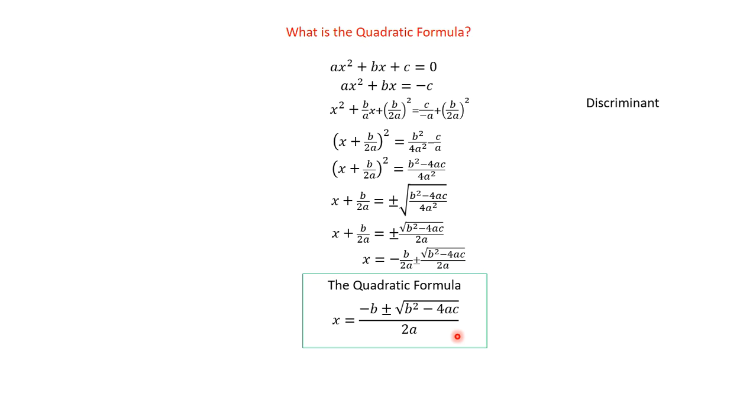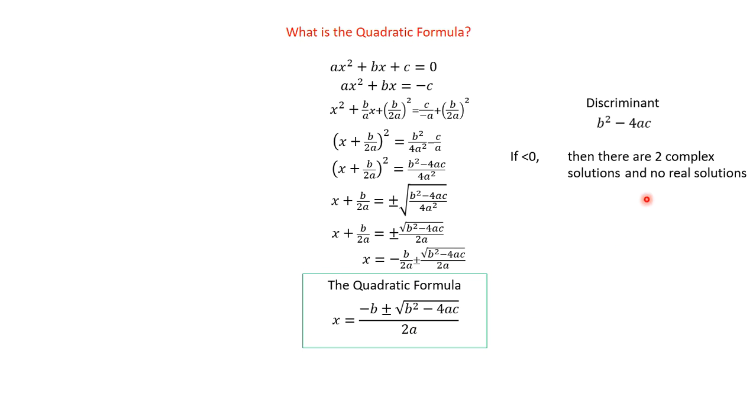The discriminant is actually the stuff inside the square root. It's that b squared minus 4ac. And this can tell us how many and of what kind of roots we will get. If this is less than 0, that makes it a negative number. What happens when we take the square root of a negative number?